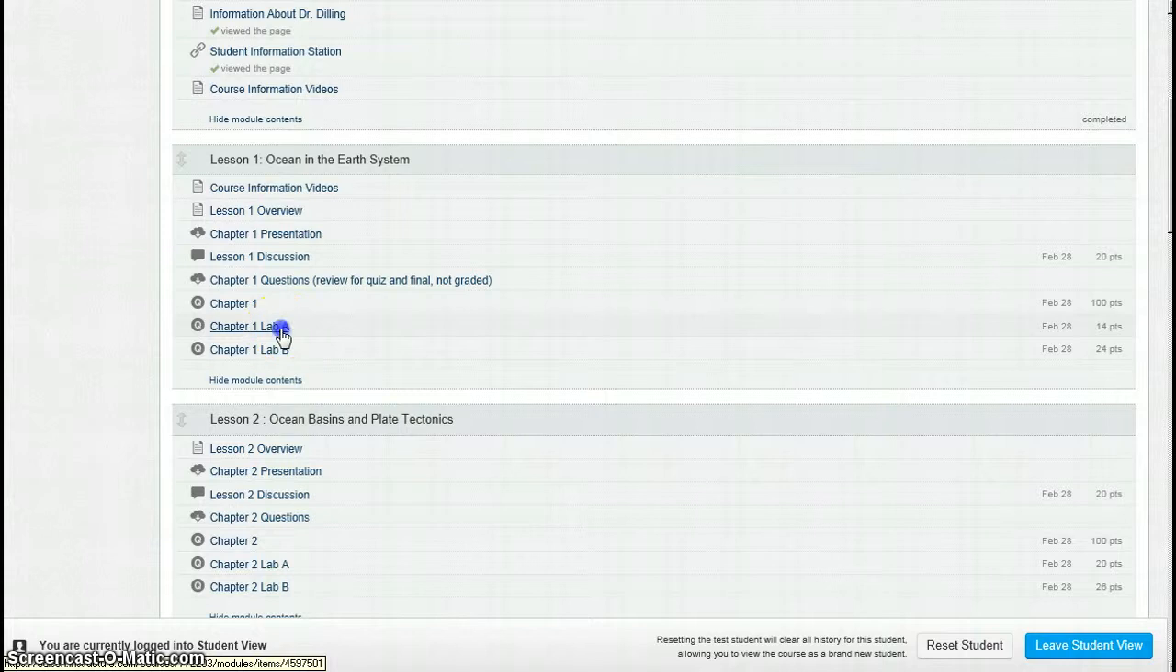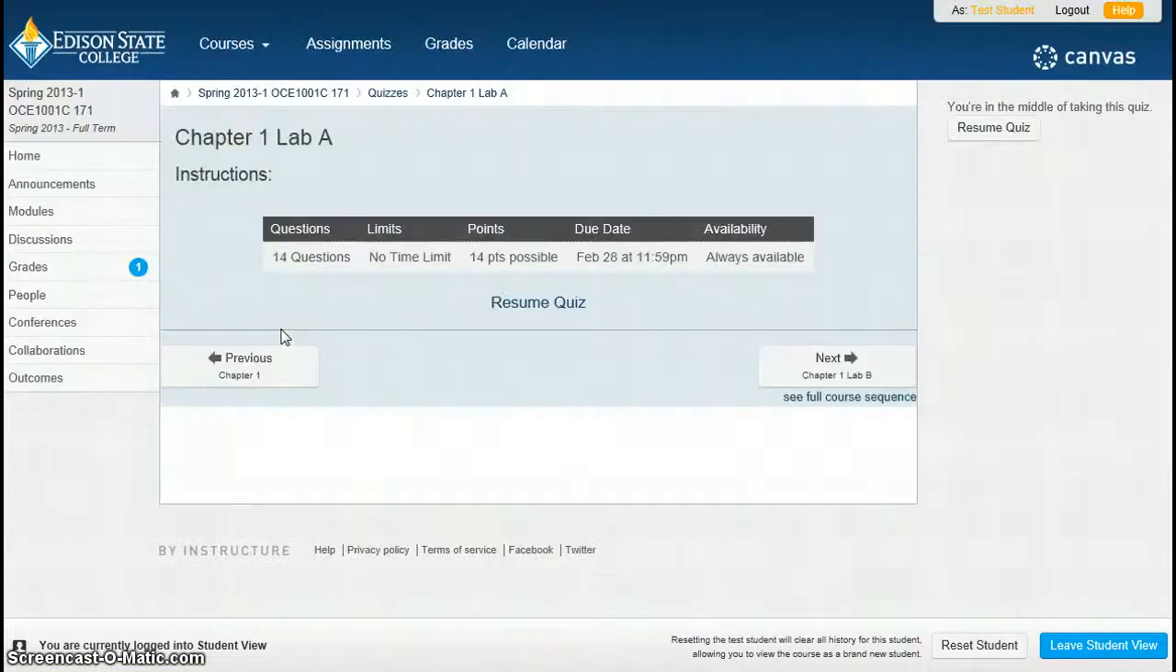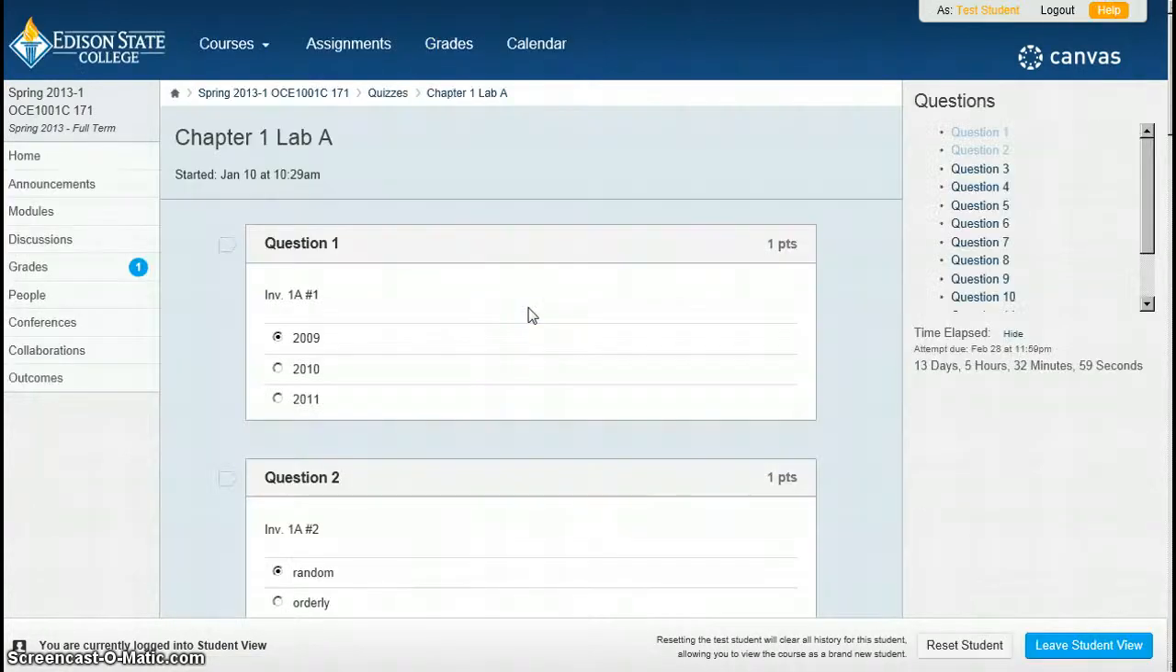So if I were to click into Chapter 1 Lab A, I'll show you how it's set up. In this lab there are 14 questions. There's no time limit, but you only have 1 submission. When I go into the quiz, you will see the question is very vague. It just says question 1, and it says investigations 1A number 1. This corresponds to the question that's in your lab manual.